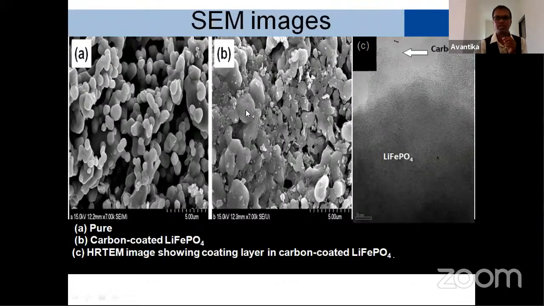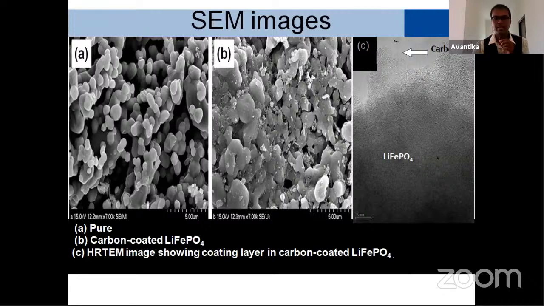To improve the performance of the material, we coated carbon. In the previous slide, I already mentioned the importance of carbon, right? There are different types of carbon materials available: citric acid, sucrose, adipic acid. A lot of sources are available. We can add that carbon source in order to improve the performance of the battery materials.